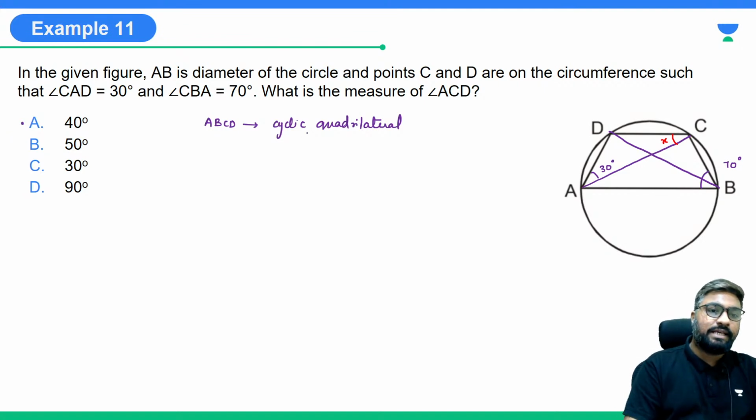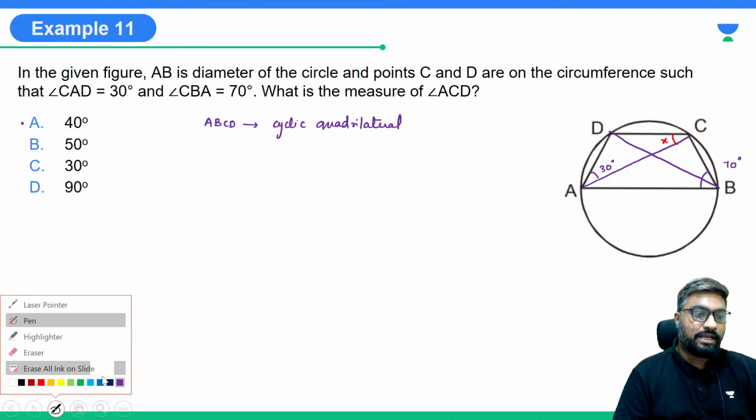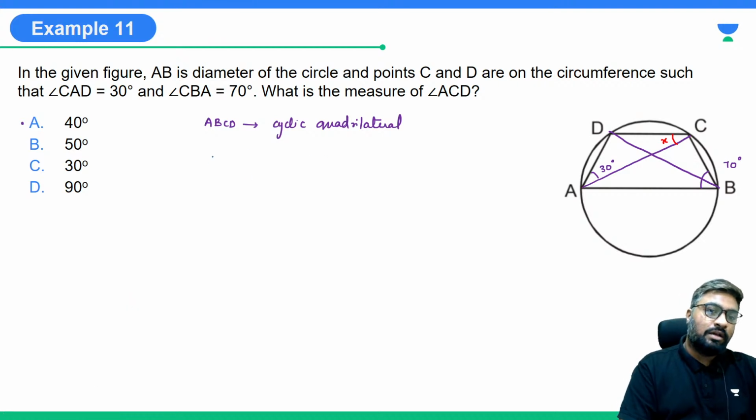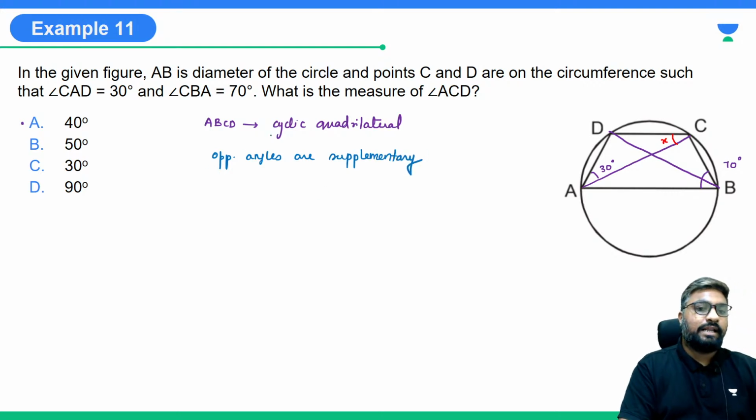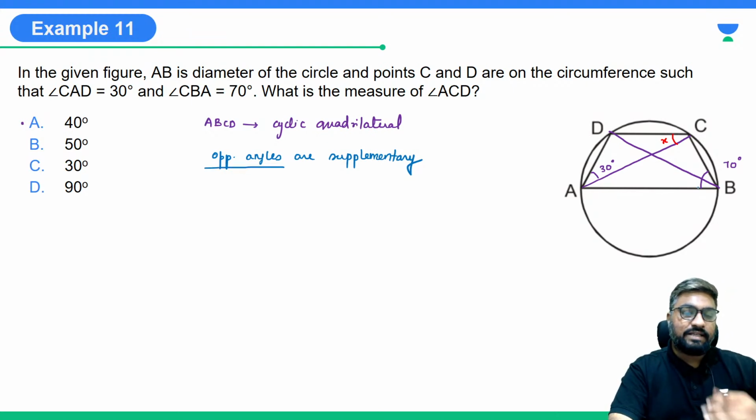Yeah, so what is ABCD? Cyclic quadrilateral. So we know that in a cyclic quadrilateral, opposite angles are supplementary. Correct? In a cyclic quadrilateral, opposite angles are supplementary. So if this is 70, then this full angle should be how much? 110. Correct? Do you agree? Yes or no?